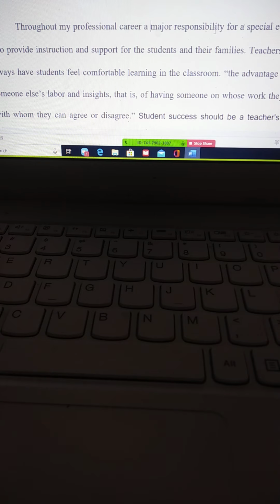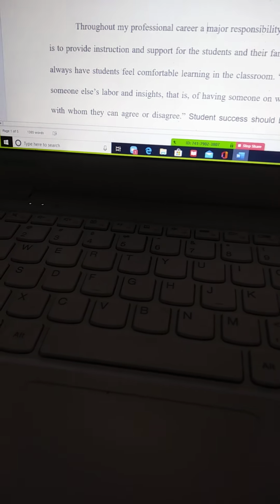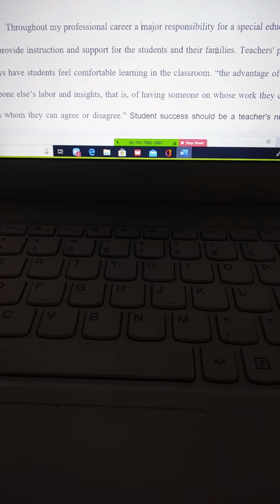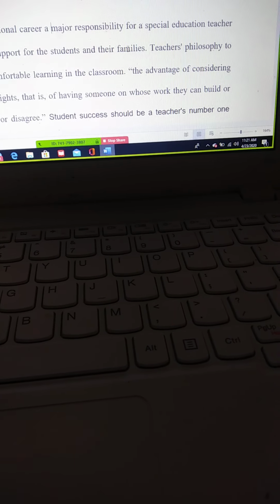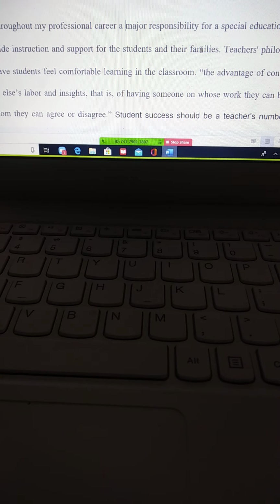So throughout my professional career, a major responsibility for a special education teacher is to provide instruction and support for the students and their families. Okay, good. Yeah, I think that this sentence would work a bit better now, because it has more of a complete idea. Where I think that first sentence there wasn't enough of a complete idea.